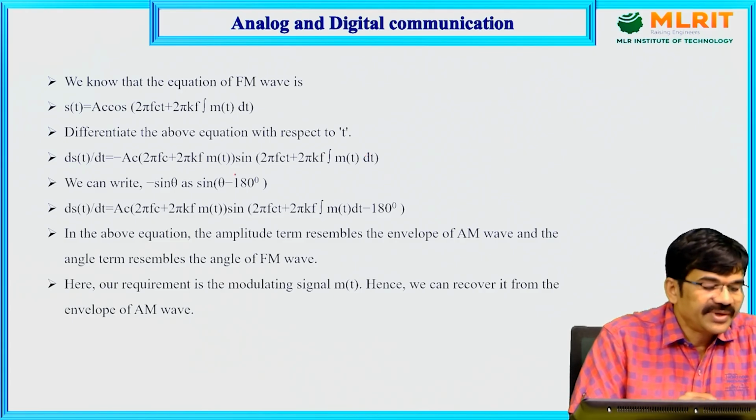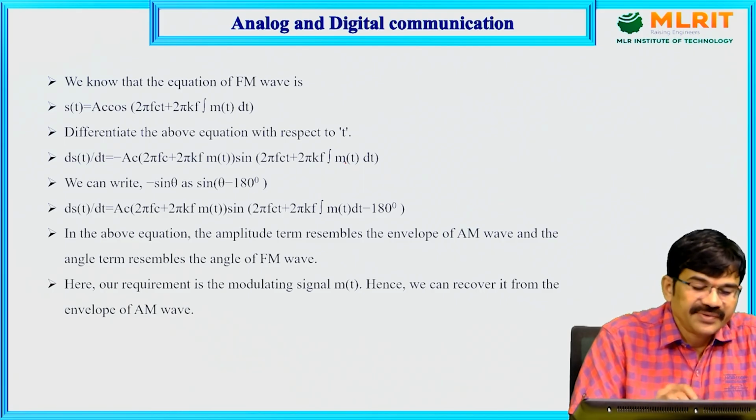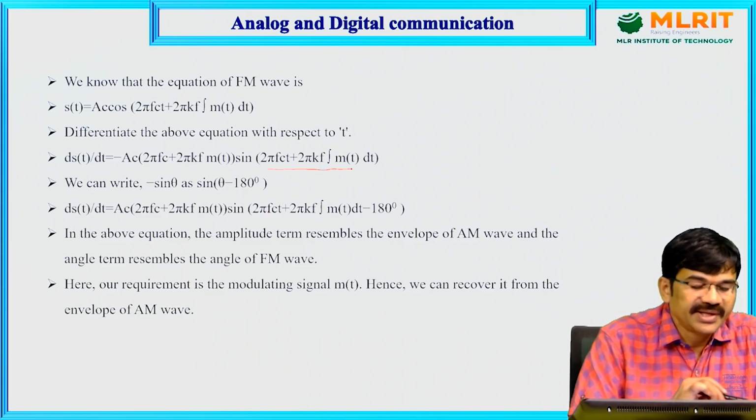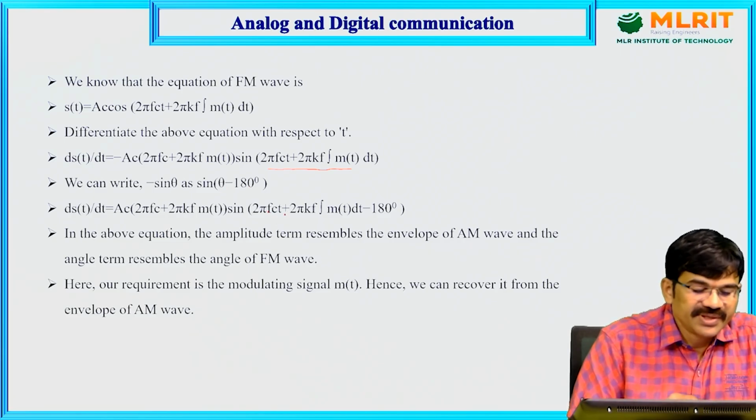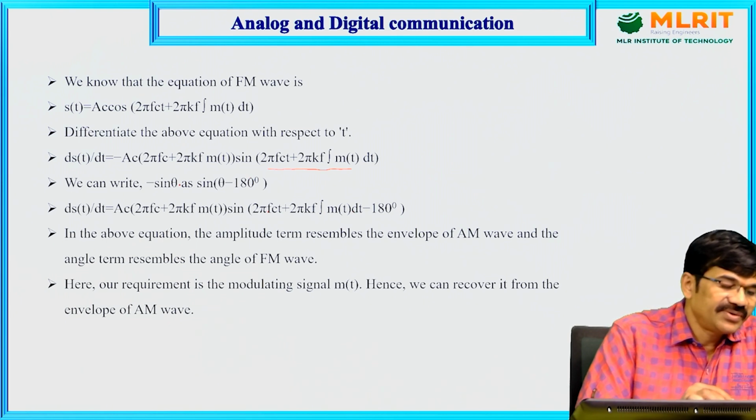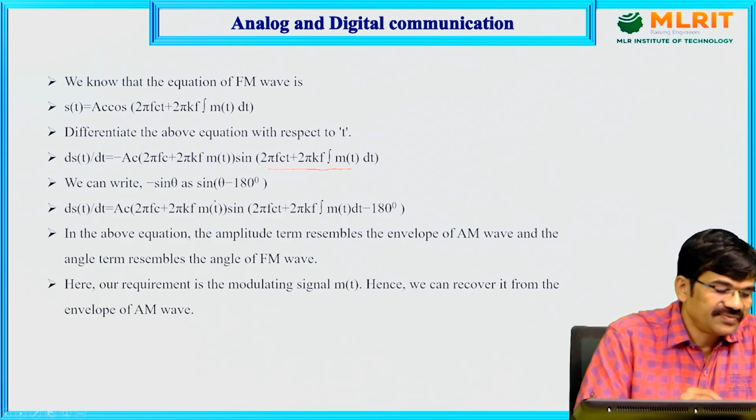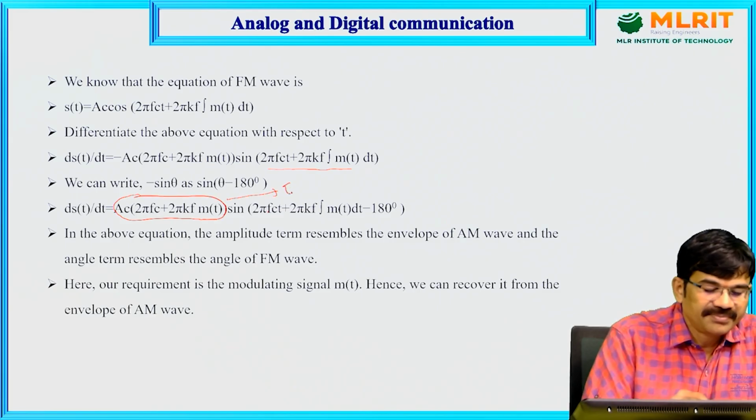We can write minus sin theta as sin(theta minus 180 degrees). This is the sin theta we have taken, and we are representing it as theta minus 180 degrees, where theta is 2πfct + 2πKf ∫m(t)dt. So in this expression after differentiation, whatever value we are getting, this is nothing but the envelope.